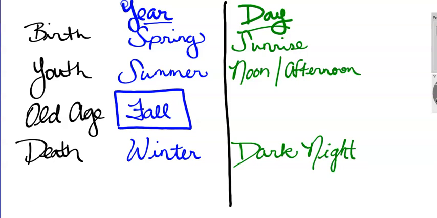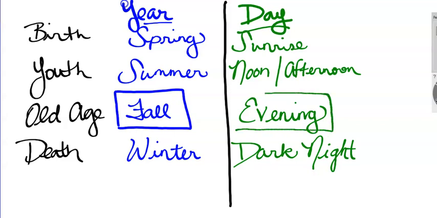So what is old age going to be? It's going to be getting close to that dark night, but it has to be later than afternoon. So old age is going to be represented by evening. And if you look at how he described himself, he says, the twilight of such day, by and by black night doth take away, which means that very soon he's going to be at that dark night. He's not there yet, but he's close. So he's in that evening stage.